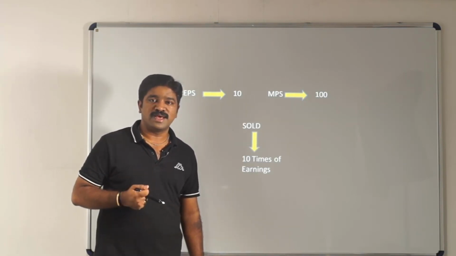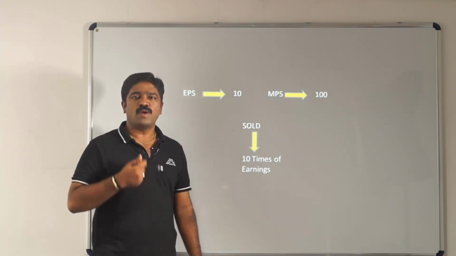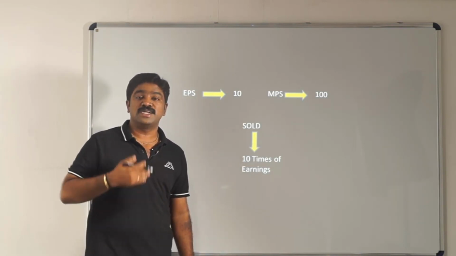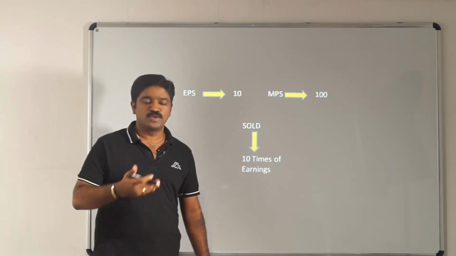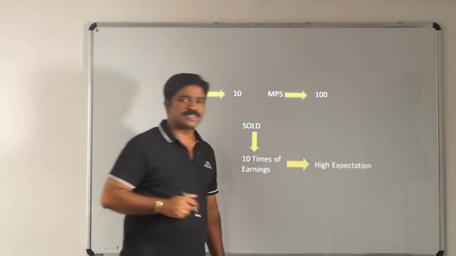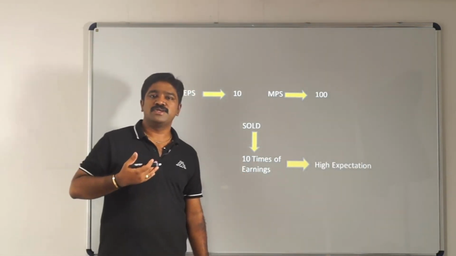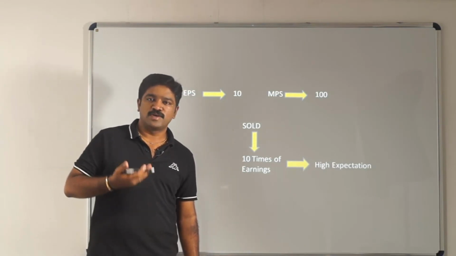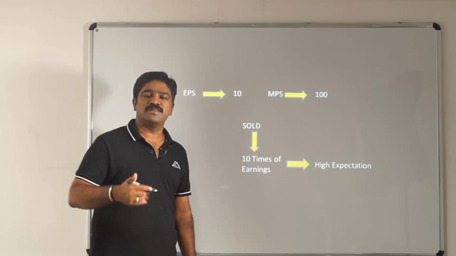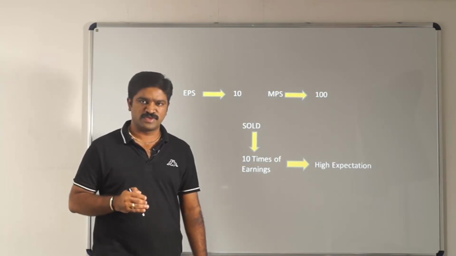Now a question will arise to every investor: why is this particular share sold at a price which is 10 times its earnings? There may be 2 reasons. Reason number 1 can be high expectation. The shareholders are expecting this particular share to perform very well, not immediately, but in the future, say near future or in the distant future.